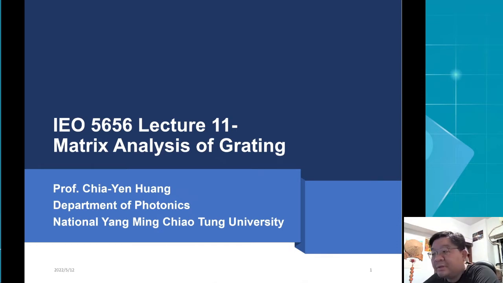Since we have learned about the transmission and scattering matrix last week, where we tried to analyze the interface and the Fabry-Perot etalon with the scattering matrix and applied it to anti-reflection coating and the passive region, now we are going to further use the same methodology to analyze the periodic structure, which is usually known as grating or DBR.